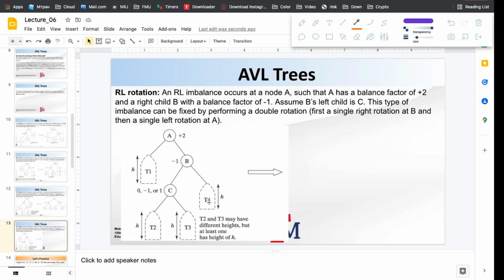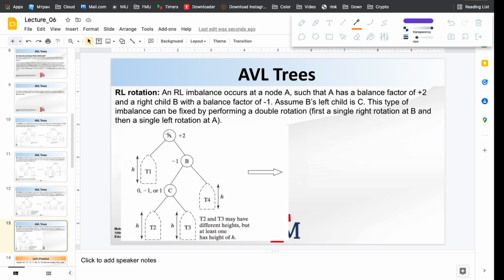If here we have H, then H minus H plus 1. Okay, the balance factor of B is going to be -1. Now if here we have H also, the height of this subtree is H, then this is going to be H plus 2, right? So H plus 1, H plus 2. So H plus 2 minus H, so the balance factor of A is going to be positive 2. So this is our standard balance factor.